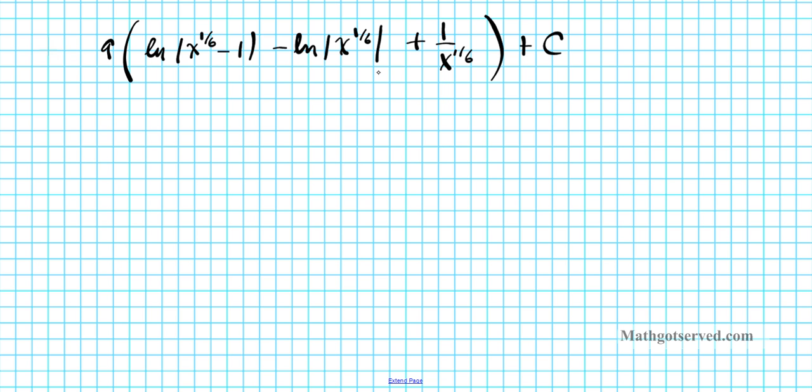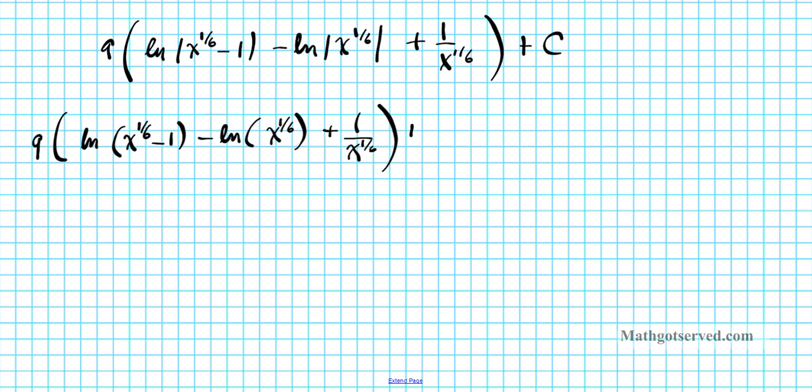The 6th root is always positive, otherwise it's unreal. If you take the 6th root of a negative number, you have an imaginary output. So we can write our final answer as 9 times the natural logarithm of x to the 1/6 minus 1, minus the natural logarithm of x to the 1/6, plus 1 over x to the 1/6, that whole thing plus c.